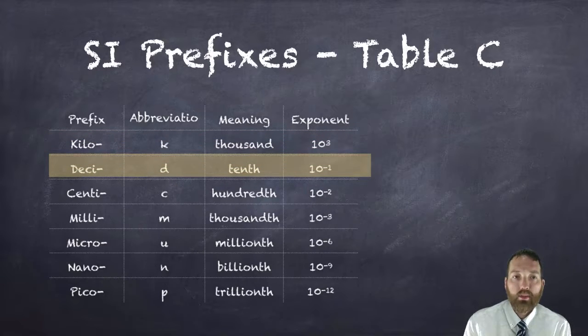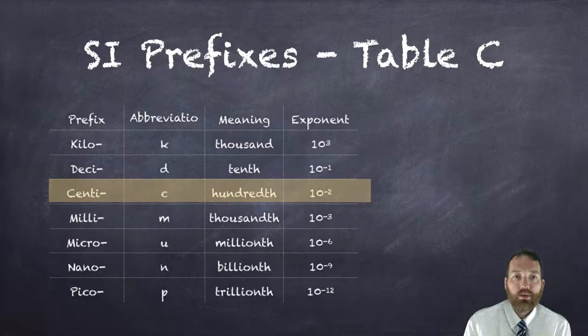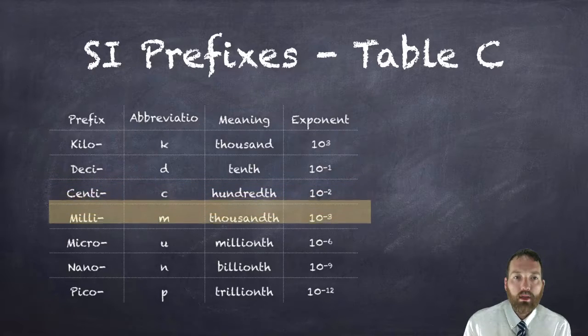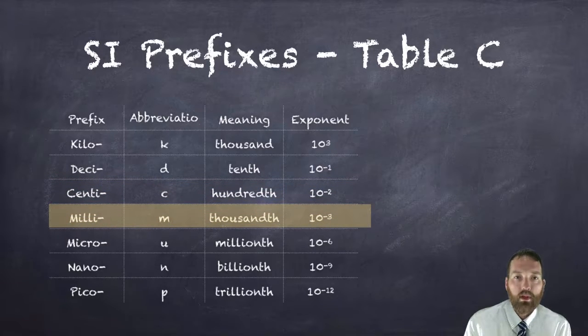Next we have deci, abbreviated with a lowercase d. That means tenth, and the exponent for that is 10 to the minus 1. Centi means hundredth. It's a hundred times smaller than the base unit that you're dealing with. For example, if we were using meters for length, a centimeter is a hundredth of a meter. The exponent for that is 10 to the minus 2. Milli is abbreviated with the lowercase m, and it means thousandth, and the exponent is 10 to the negative 3.